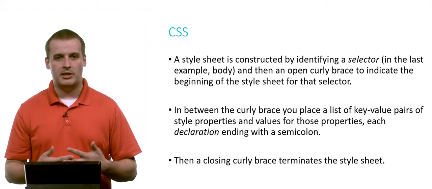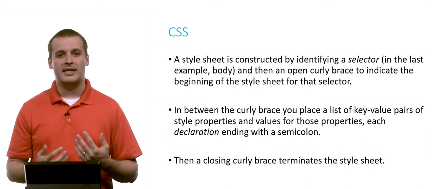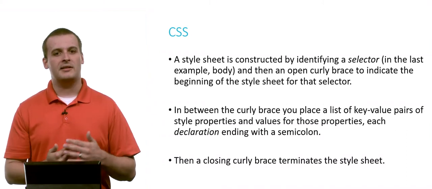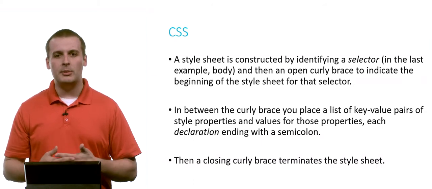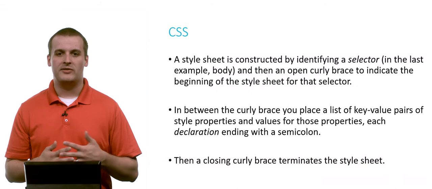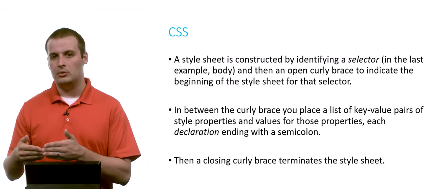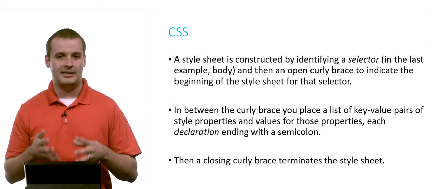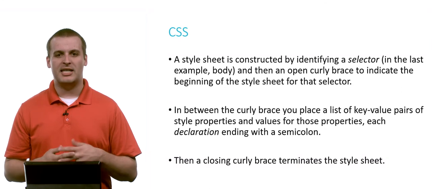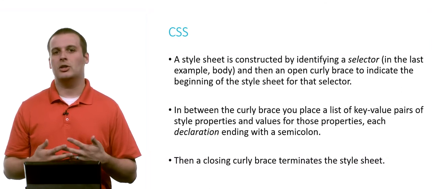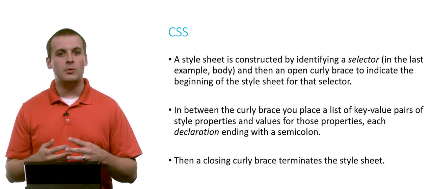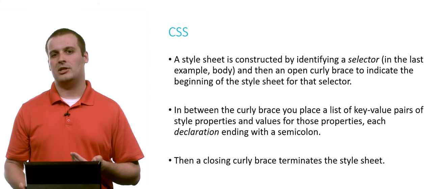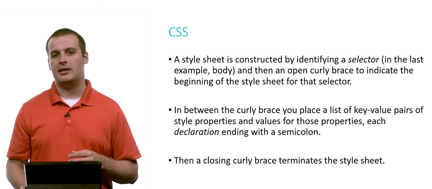So how do we build style sheets? Well, first we have to identify a selector. In the last example, that selector was body. Then we have an open curly brace, and then we're going to begin defining the style sheet for that selector. In between the curly braces, we just have a list of key value pairs. The previous key value pair was background color, blue, semicolon. But we could do more and more of these. We could have multiple things applying to that tag, that selector, body. Each one of them is separated by a semicolon, and we call each one of them a CSS declaration. When we're done with all of the styling we want to apply to that particular tag, we just have a closing curly brace to end the style sheet. And we're done defining the style sheet for that particular selector.